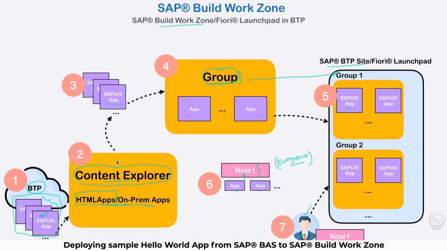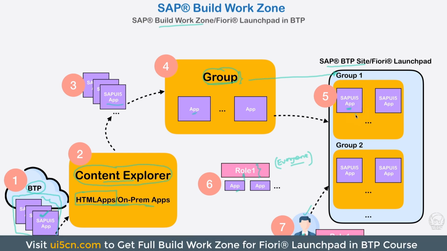So first we are going to get the application from the Content Explorer, which is deployed to SAP BTP. Then I can go and create a group and add the application to this particular group. And then the group will be what is visible to me within my SAP BTP site or this Fiori Launchpad in BTP. And to see the application within this site, I also need to have the role associated with the application. So if there are no roles associated with the application, then the application should have an everyone role, which means that everyone can see the application.